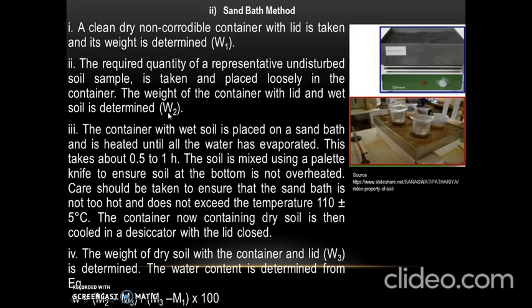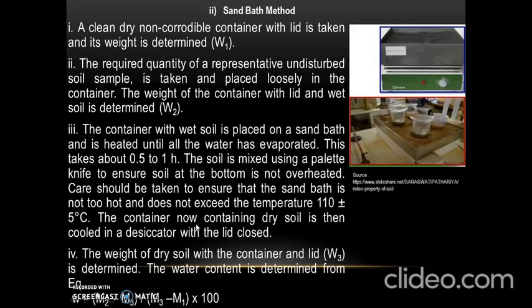The container with wet soil is placed on a sand bath and is heated until all the water has evaporated. This process takes about 0.5 to 1 hour. The soil is mixed using a palette knife to ensure that the bottom is not overheated. Care should also be taken that the sand bath is not too hot and does not exceed a temperature of 110 plus or minus 5 degrees Celsius.